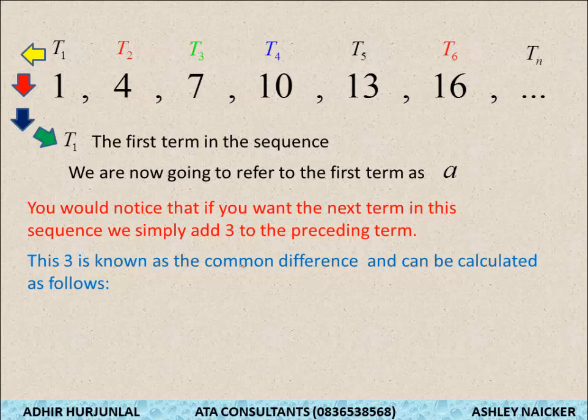The common difference can be calculated as follows. D is the symbolic notation for the common difference. A is the first term, D is the common difference, T2 is the second term, T1 is the first term. To find the common difference, I simply take T2 minus T1, or T3 minus T2, or T4 minus T3. So 16 minus 13 gives 3, 13 minus 10 gives 3, 10 minus 7 gives 3. So D is the common difference.